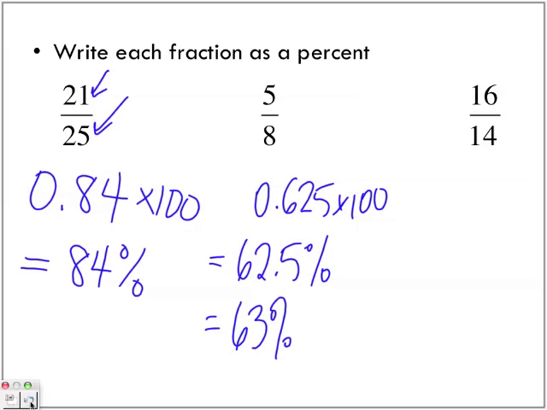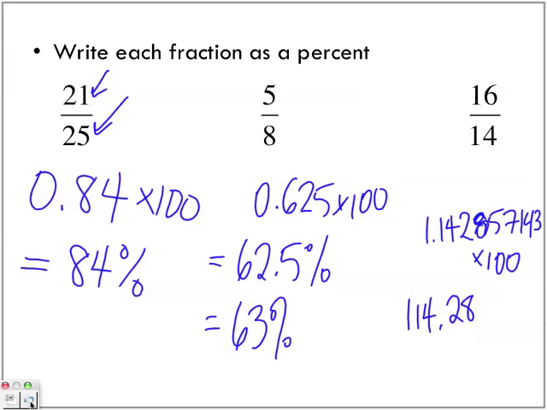1 point 1, 4, 2, 8, 5, 7, 1, 4, 3. There are a whole bunch of digits. So that's our value. What are we going to do with that? Multiply by 100. So we're going to get 114.2857143%. Now, that's pointless to write.